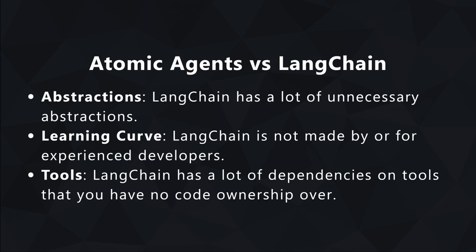And if you look at LangChain versus Atomic Agents, well, LangChain just has a ton of unnecessary abstractions, a high and also unnecessary learning curve, and there are a bunch of tools, most of which you will never use and that do nothing else but introduce a lot of extra dependencies into your project, and you don't really have any ownership over the code of any of these tools.